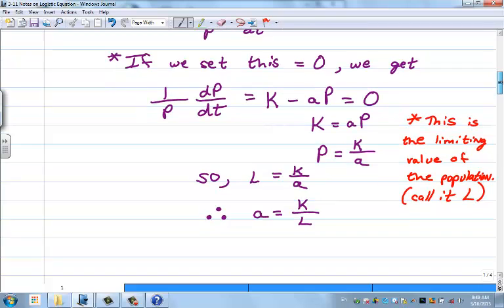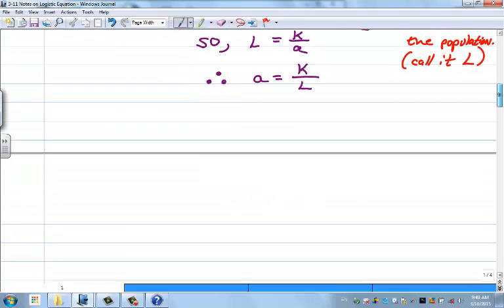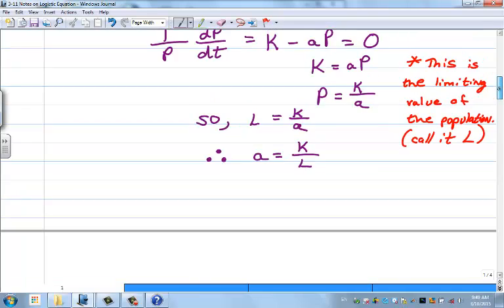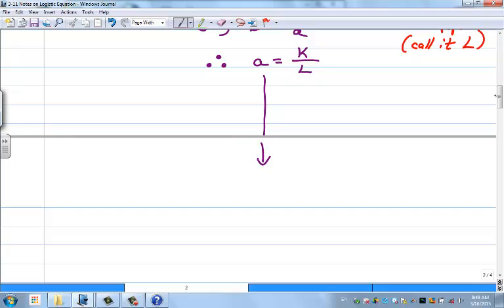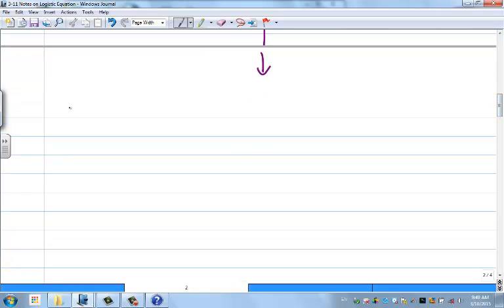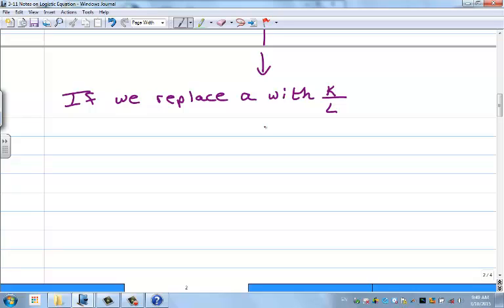Well, I'm going to have to go to the next page, I think this is a logical place to do that. So if we now replace A with K over L, here is what we get as a result.